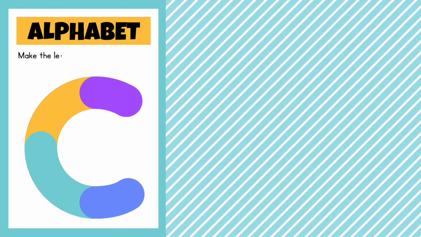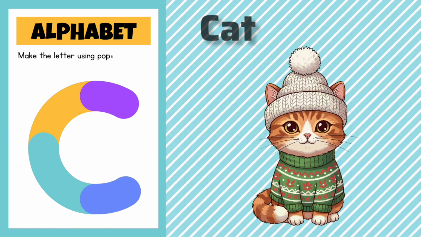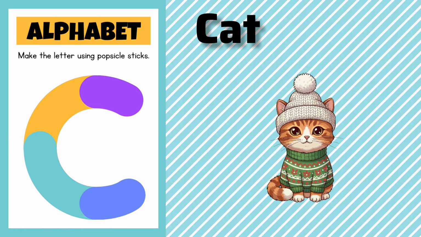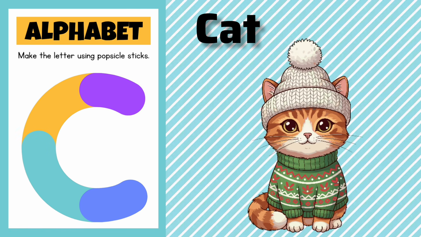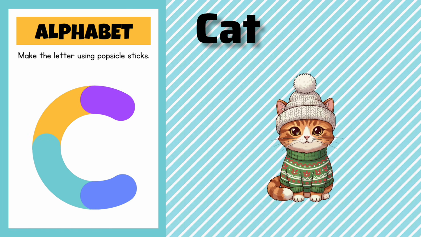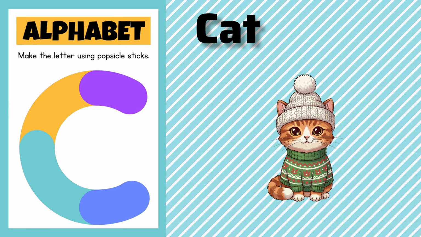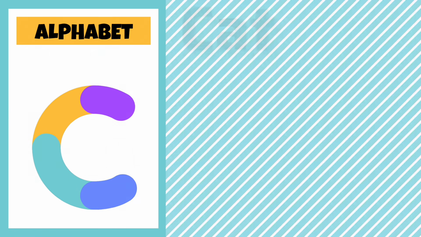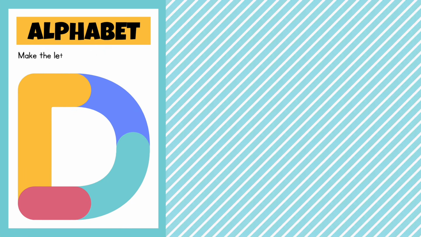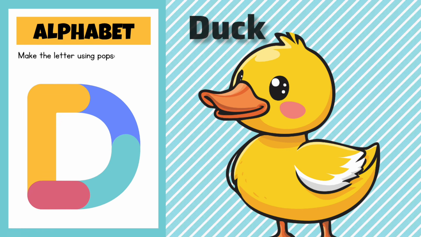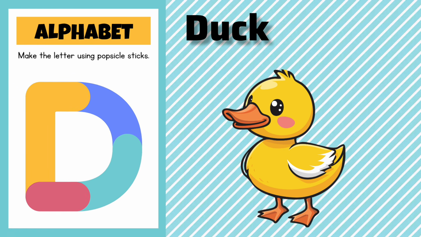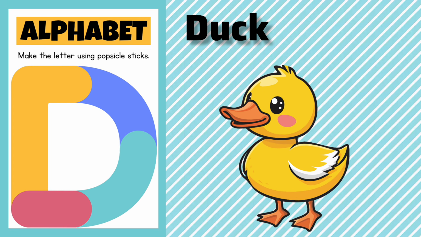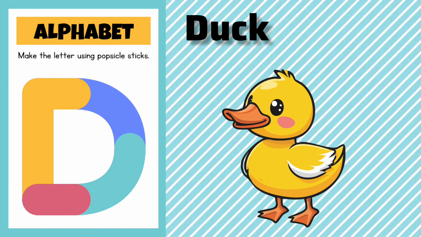Kids, this is the letter C. C is for cat. Cat. This is the letter D. D is for duck. Duck.